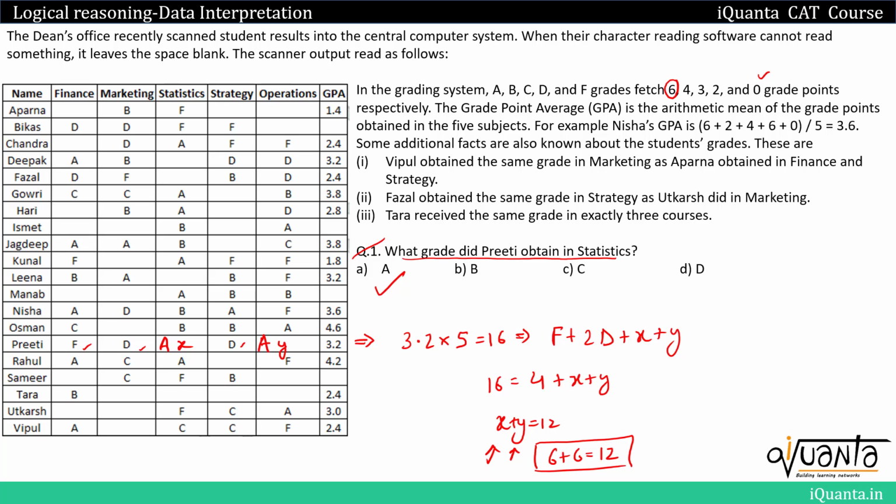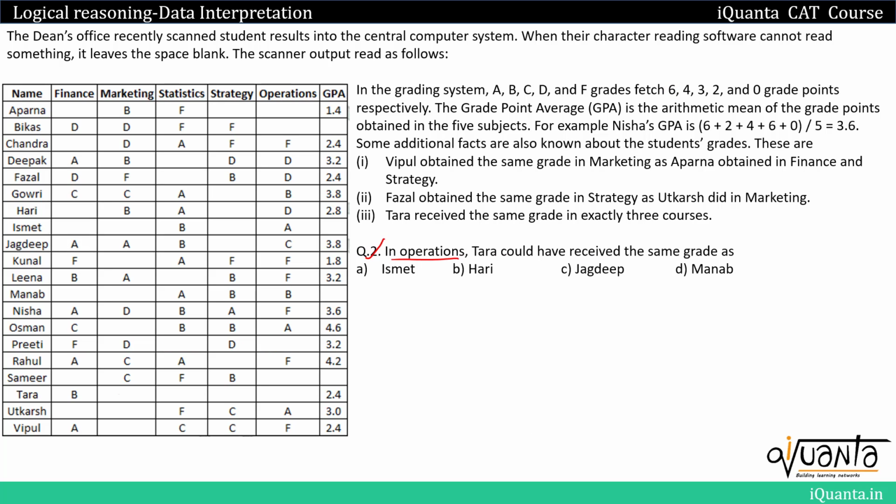Let's try to solve the second question now. The second question is, in operations, Tara could have received the same grade as. Options are Ismat, Hari, Jagdeep and Manav. So basically we have to take care of operations and the grades of Ismat, Hari, Jagdeep, Manav. So operations is over here, Ismat, Hari, Jagdeep and Manav. So this is the grade. Then we have this grade A and D. And Tara is over here. So basically we have to find out whether we'll have B, C, A, D, the grade over here.